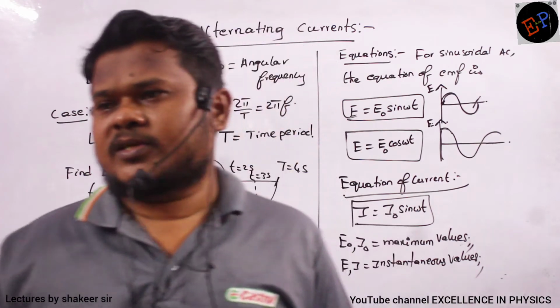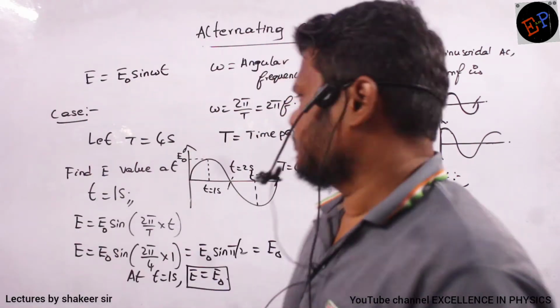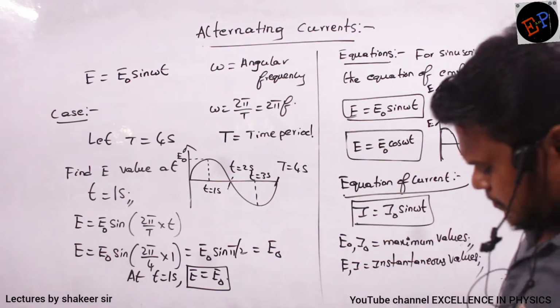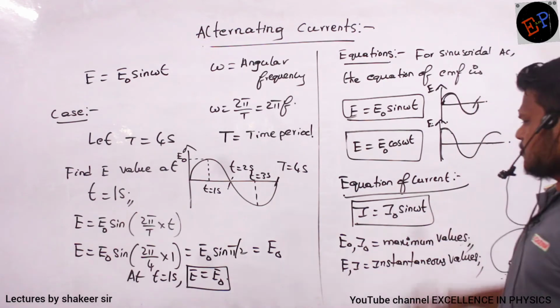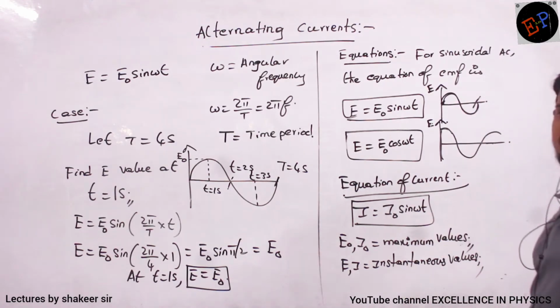Value at a particular instant of time. Are you able to understand? That's it. Okay, ma? Similarly, same equation I can use for current also. I is equal to I naught sin omega t.